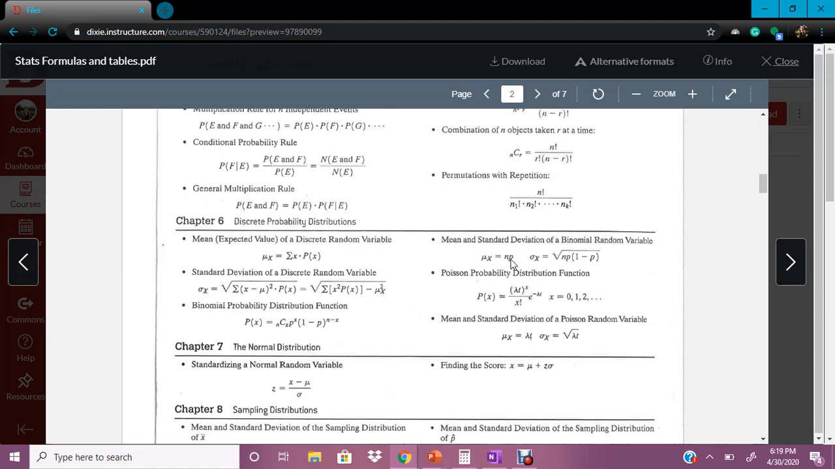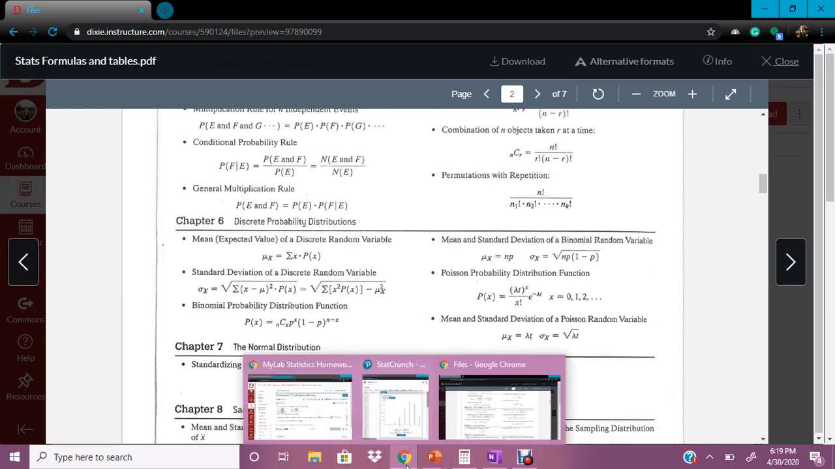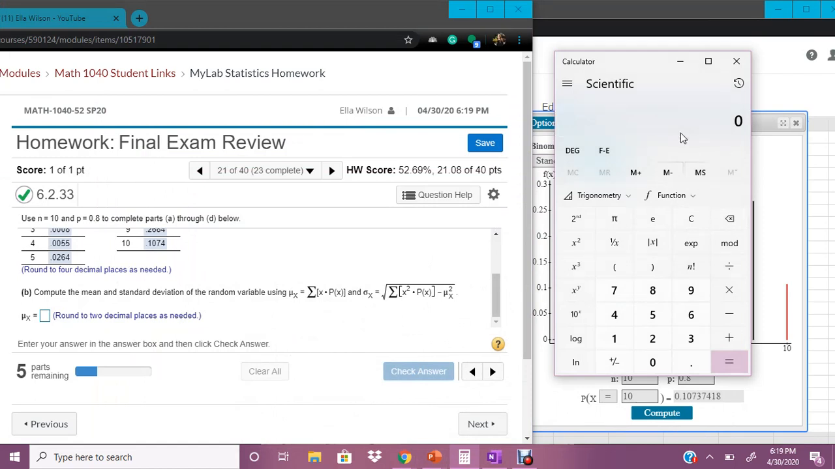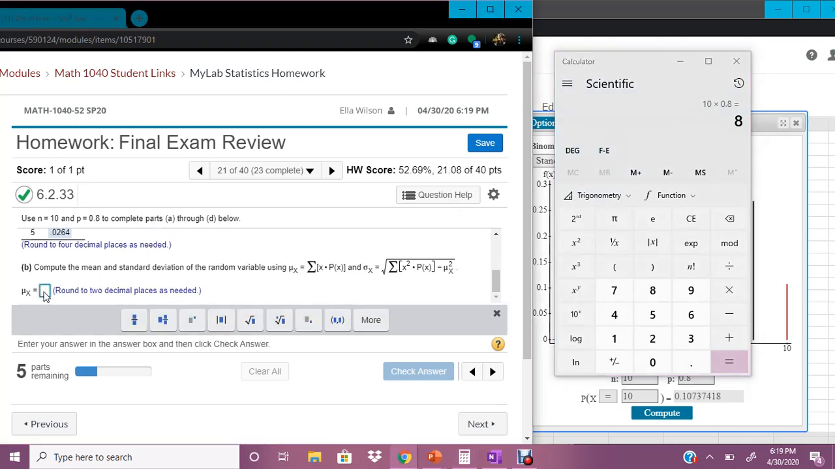So we're going to go ahead and do that. So for the mean, we are going to do n times p. So 10 times our probability of 0.8. This should be our mean.